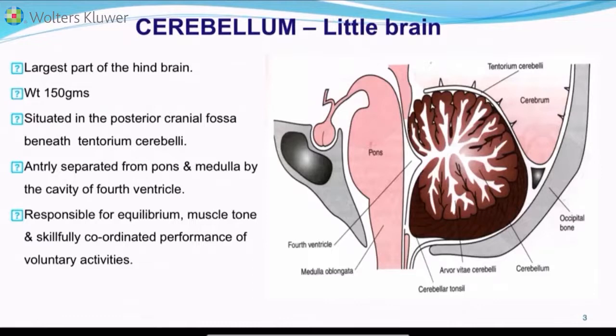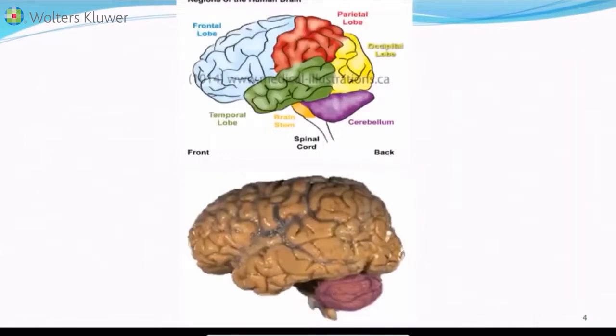It is the largest part of the hindbrain, weighs 150 grams, situated in the posterior cranial fossa beneath tentorium cerebelli. Anteriorly it is separated from pons and medulla by the cavity of fourth ventricle. It is responsible for equilibrium, muscle tone and skillfully coordinated performance of voluntary muscular activities. In this picture, the drawn picture above shows the cerebellum in purple color. The human brain specimen below shows the cerebellum in pink color. So this is a hand-drawn picture above and a true specimen below to show you how the cerebellum looks.